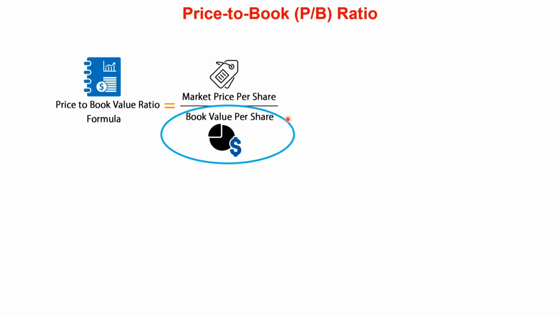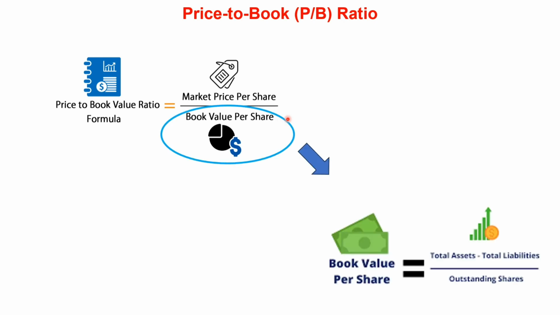How to calculate this book value? The book value per share is generally calculated by this formula: total assets minus liabilities, divided by outstanding shares. The general relation between the assets, liabilities and owner equity is this one.